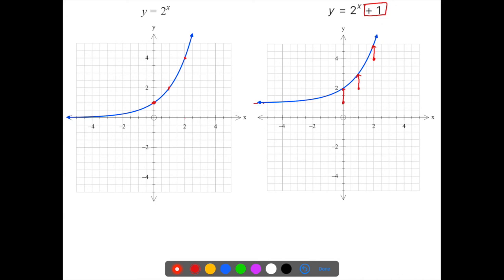The asymptote as well, look at this. Here's your horizontal asymptote. The horizontal asymptote as well has been shifted up 1, just like the rest of the graph. Everything has to be moved the same amount. All right, so hopefully that makes sense.